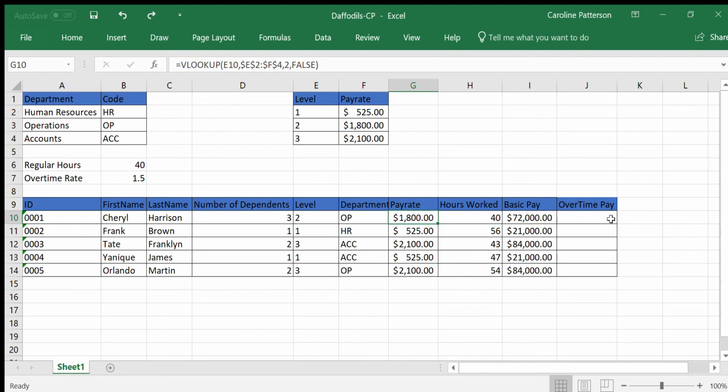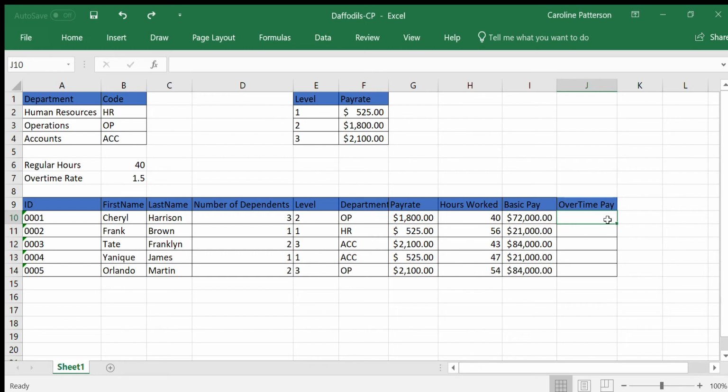So we're going to calculate what that is for Cheryl Harrison. The first thing to do is to find out how many hours she worked overtime. So let's find that out. We're going to enter a formula in J10 to first of all get that information, and then we're going to multiply that by the pay rate, and then multiply that by 1.5, which represents the overtime rate. So here goes.